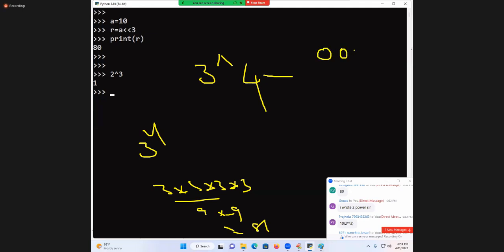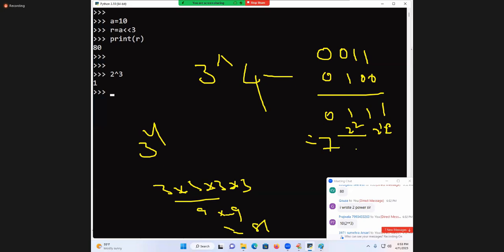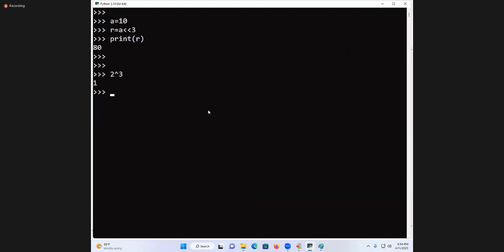0, 0, 1, 1, 0, 1, 0, 0. What is the answer now? 1, 1, 1, 0, which is equal to 7. That is 2 to the power of 0, 2 to the power of 1, 2 square. 1 into 2 square, 4. 1 into 2 to the power of 1, 2. 1 into 2 to the power of 0 is called 1, so the answer is 7. So 3 to the power of 4, he is thinking 3 to the power of 4. I am saying that it is a blunder. What is the answer? 7, you see.